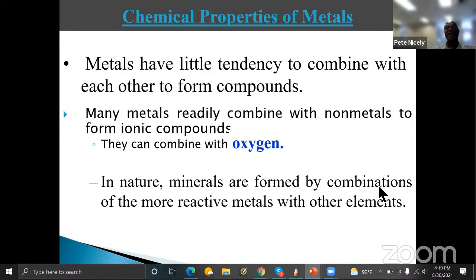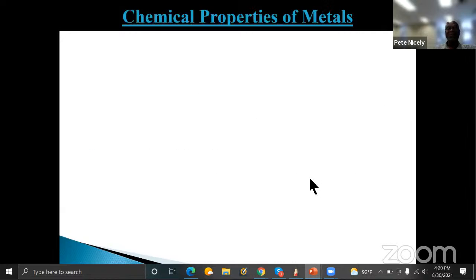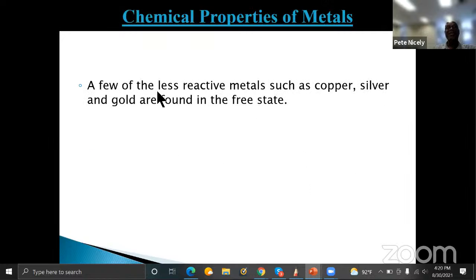In nature, minerals are formed by the combination of the more reactive metals with other elements. So as we said before, sodium will react with oxygen or chlorine. Sodium chloride is actually found in nature because sodium is a very reactive element and will combine with pretty much any nonmetal. So therefore, you'll find sodium chloride in nature, for example, in aquatic environments, in seas and so on. Basically, it's a solution of a lot of ionic compounds, including sodium chloride. Okay, the less reactive metals, such as copper, silver, and gold, are typically found in a free state.